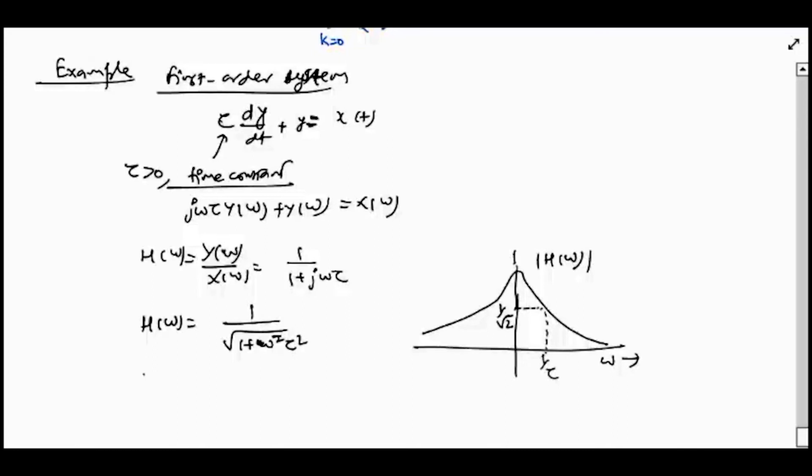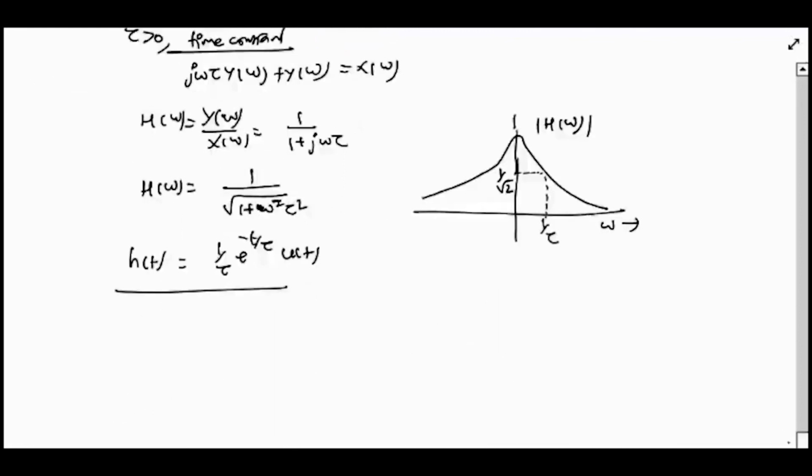Okay. In fact, we can compute the inverse Fourier transform of H(omega) to get the impulse response of the system, which turns out to be 1 over tau e raised to minus t over tau u(t). Here we have used the scaling property of Fourier transform and an earlier result on the Fourier transform of such functions. Okay. So this was an example of applying Fourier transform to LTI systems.